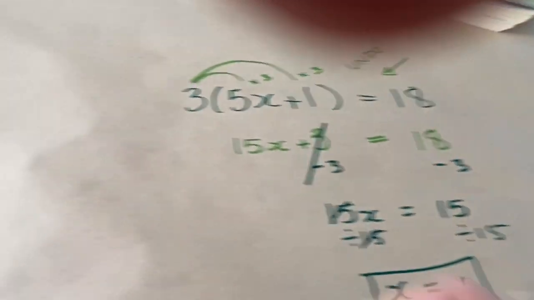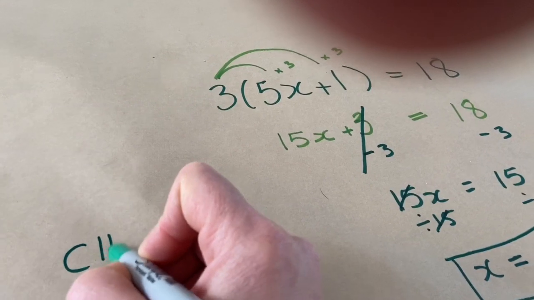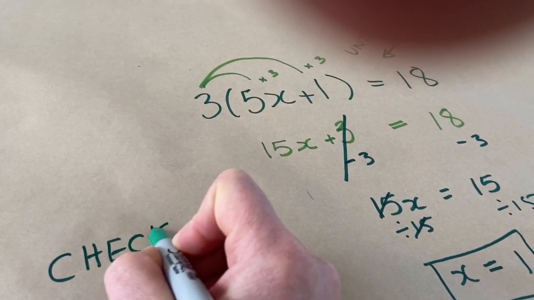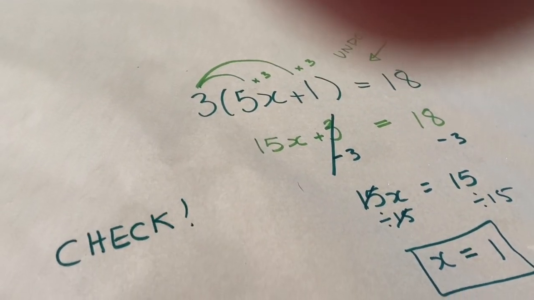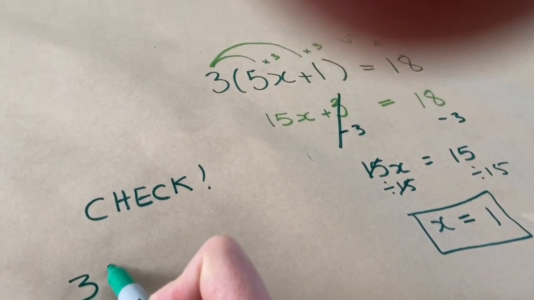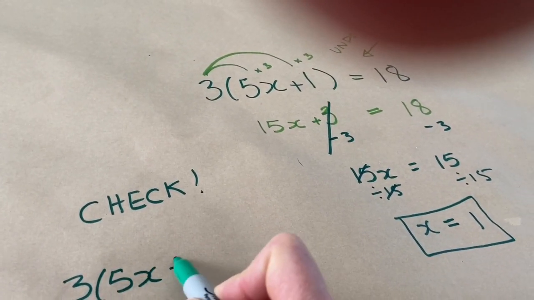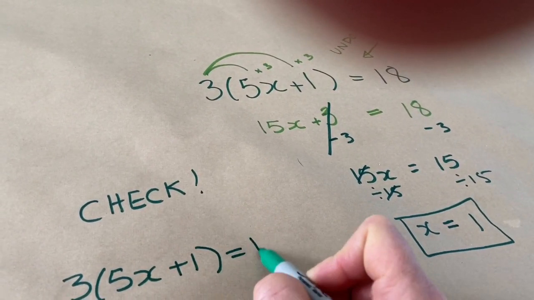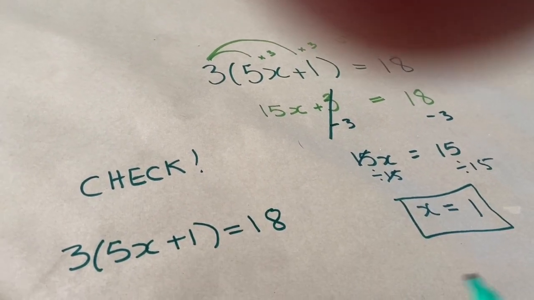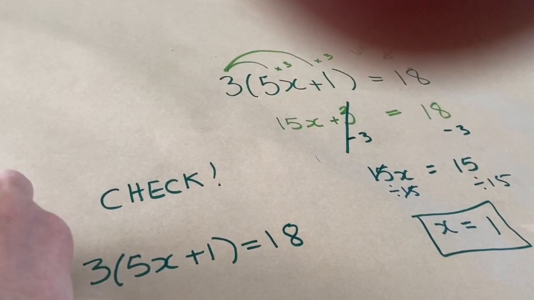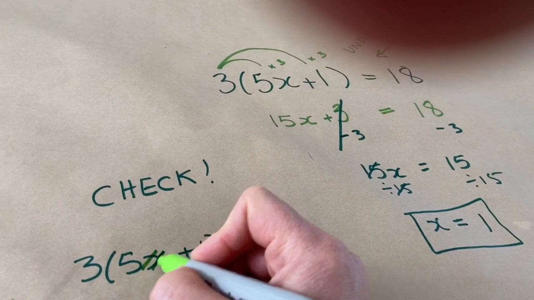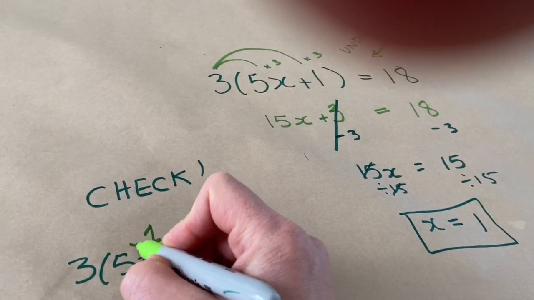And we can check. Let's do a little bit of a check. We always want to check to make sure that our answer makes sense. So I have this equation, 3(5x + 1) = 18. That was my equation. And over here, I realized that my x is actually equal to 1.